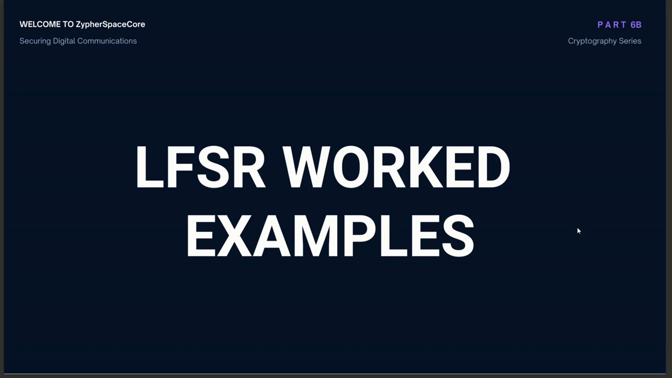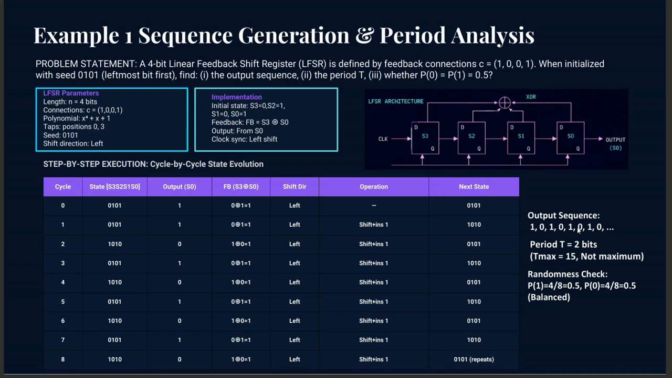So, the first question: a 4-bit LFSR is defined by a feedback connection C equal to 1001 and initial seed 0101. We need to find the output sequence, the period T, and check whether the probabilities of 0 and 1 are balanced. That is, P of 0 equals P of 1 equals 0.5.